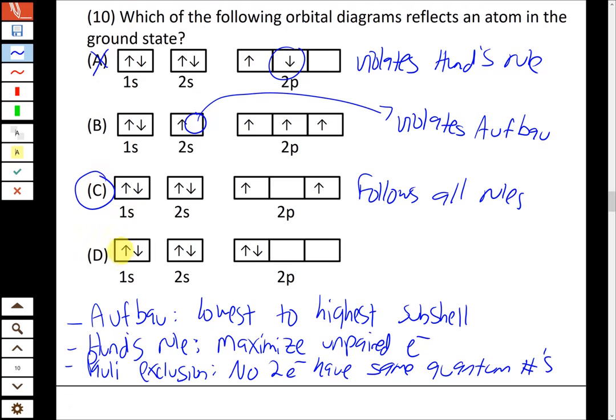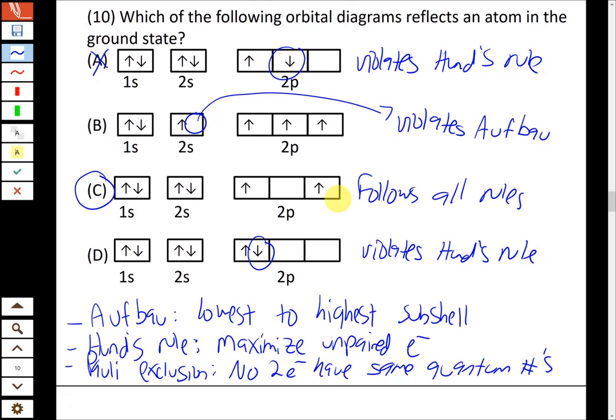And then quickly for choice D, to verify that this one is not correct, we follow the Aufbau principle: 1s is filled, 2s is filled, and then 2p. But we see that for 2p, we put the 2 electrons into the same orbital with opposite spins. So again, this is going to be another violation of Hund's rule. For Hund's rule, if we have 2 electrons in a set of 2p orbitals, they need to be in 2 different orbitals and they need to have the same spin, both up or both down.